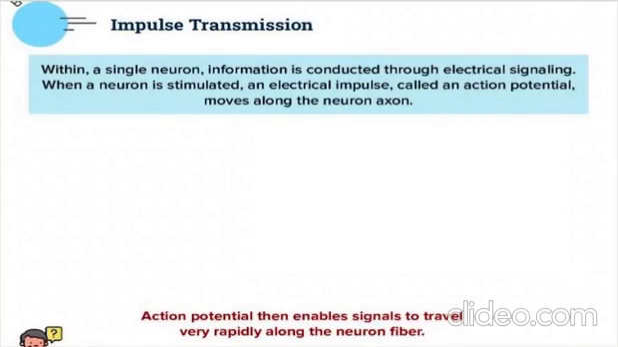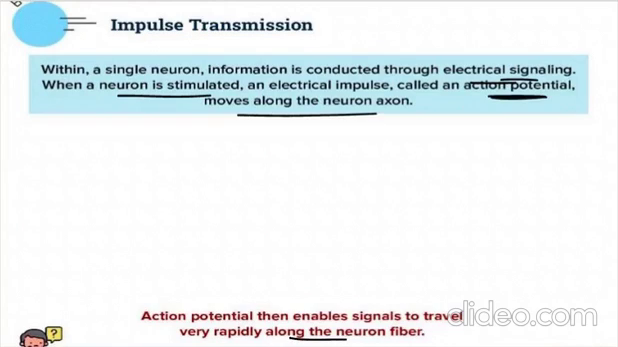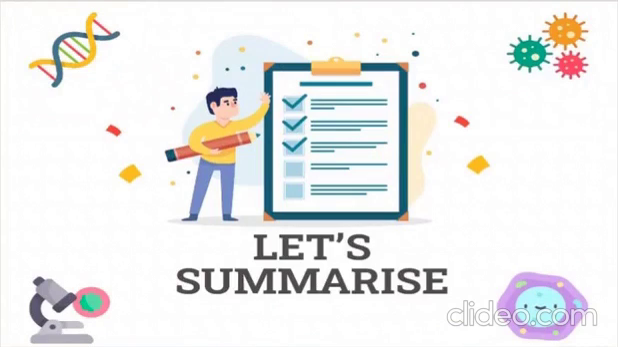Now, the last part: within a single neuron, information is conducted through electrical signaling. When a neuron is stimulated, an electric impulse called an action potential moves along the neuron axon. This potential enables the signal to travel very rapidly along the neuron fiber. I explained this at length, but it happens within a fraction of a second. So we have completed today's session.